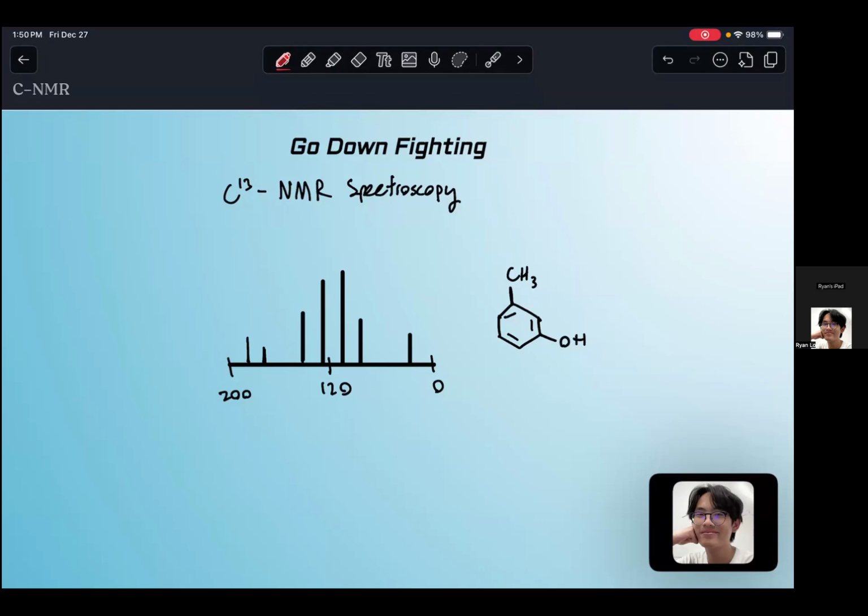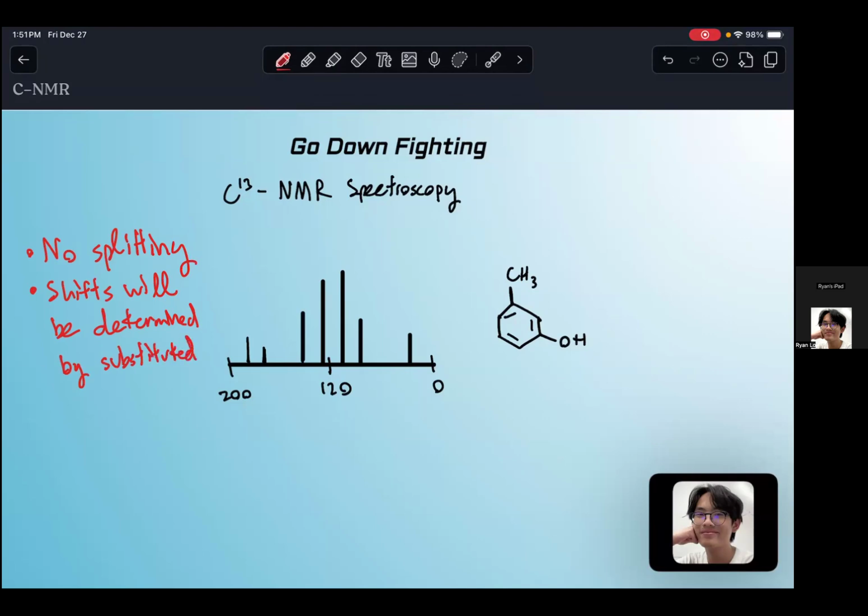Unlike H-NMR spectroscopy, C13 will have no splitting. So, if you hated having to calculate splitting and try to interpret that, today's your lucky day. On top of that, too, shifts will mainly be determined by substitution. The more substituted you are, the more de-shielded you are.